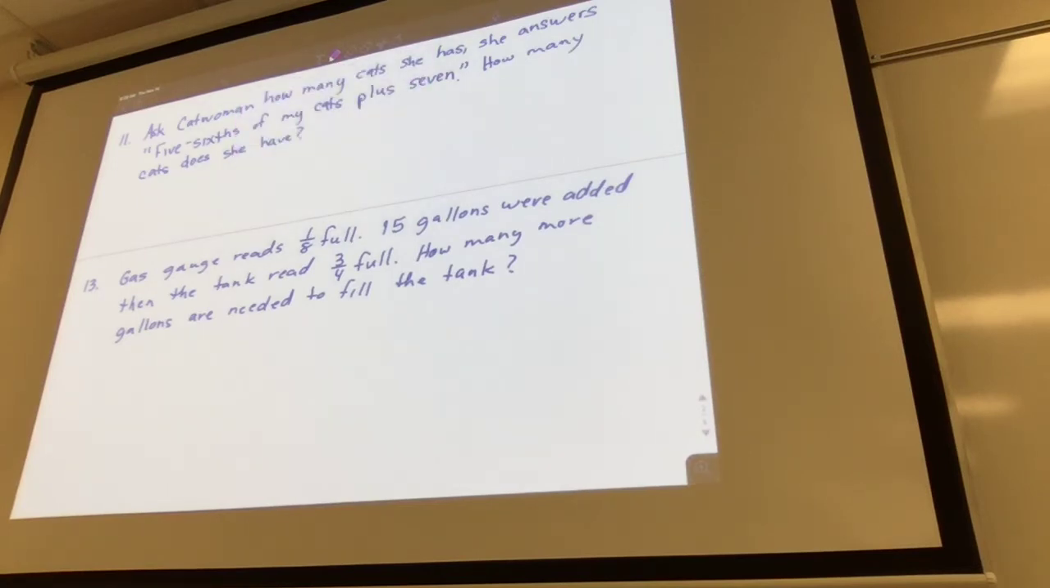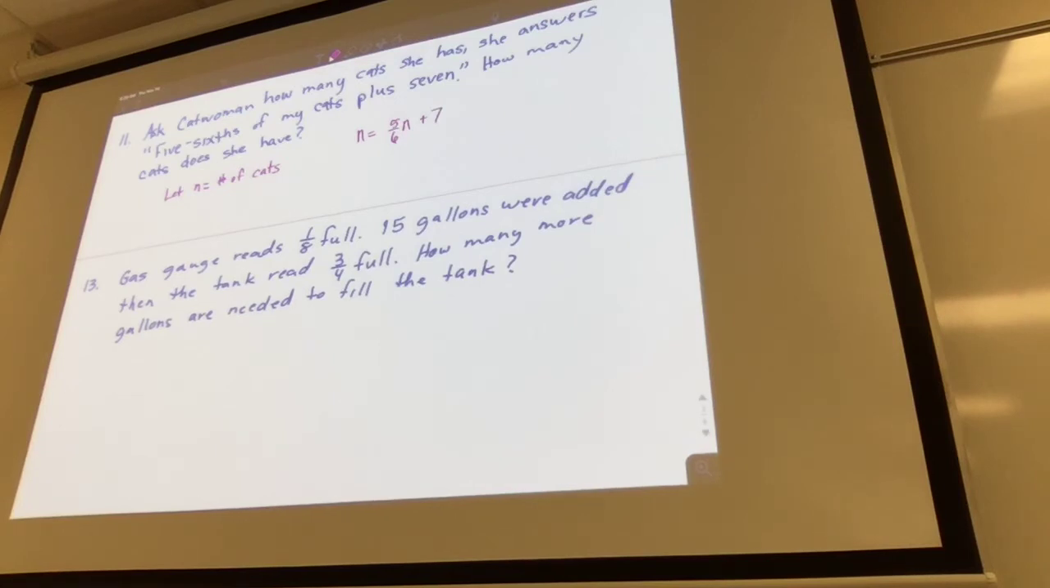And I'll try to give you things that you can write down and keep. So if you let n equal the number of cats, because we don't know what that is yet, and we try to set up some type of equation to represent that, we would have the number of cats is equal to 5/6 the number of cats, because I try here 5/6 of my cats plus 7. Well, that's what she told us.